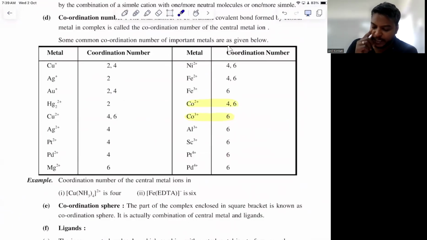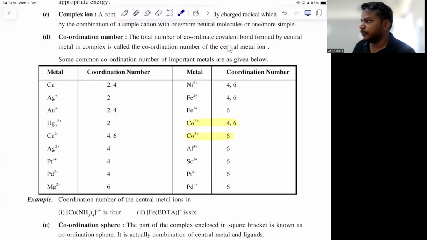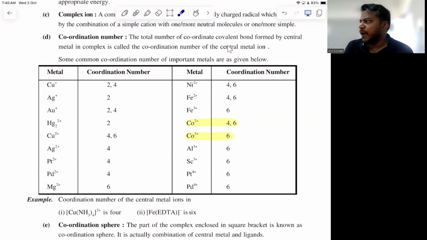Now, look into this part. Generally, we learned what coordination number is, that is how many ligand connections we can make. Especially if you come across these metal ions, we should have some clarity about how much coordination they usually take. Copper can take 2 and 4. Silver can make 2. Gold can make 2 and 4. Mercury always 2. Cu2 plus can make 4 and 6. Ag2 plus will make 4. Pd2 plus will make 4. Magnesium will make 6 always.